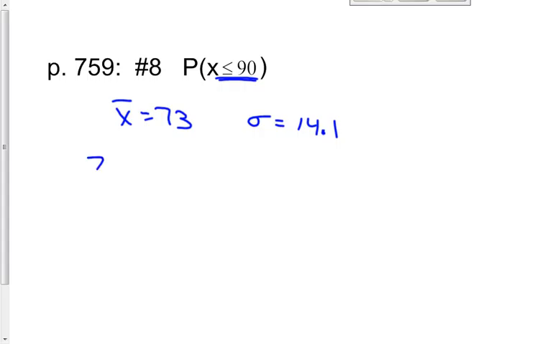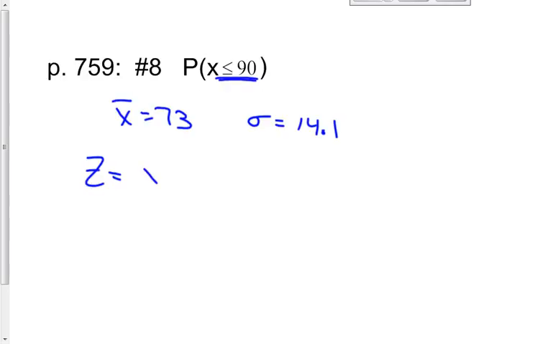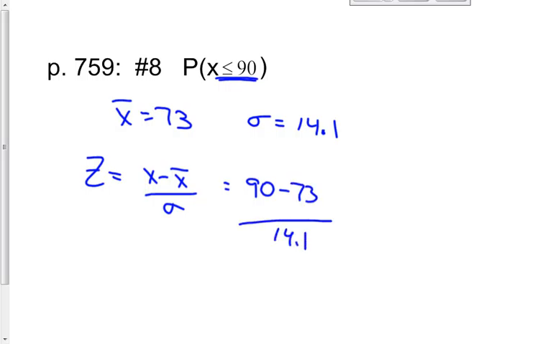So if I use my z-score, and remember your z-score formula, your number minus the average over standard deviation. X minus average over standard deviation. So they asked me, what's the probability that my number is less than or equal to 90? So my number is 90. I need to start with my number. Then I subtract the mean, divide by 14.1. We're going to come up with a decimal value. In this case, our decimal value is 1.2.